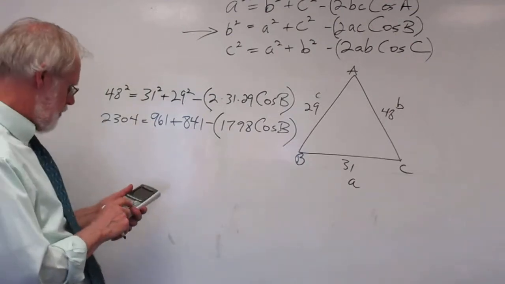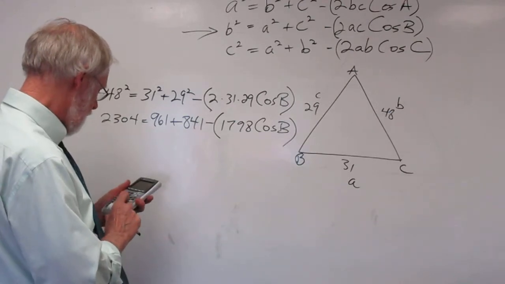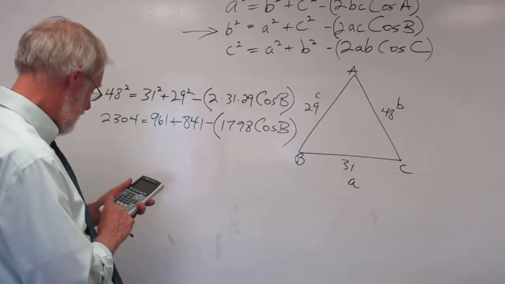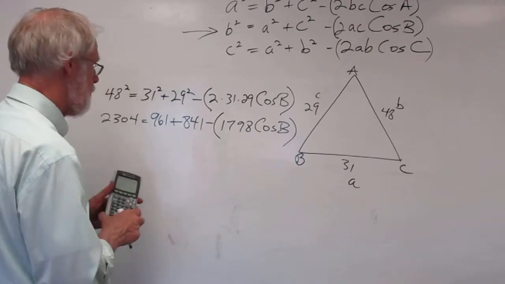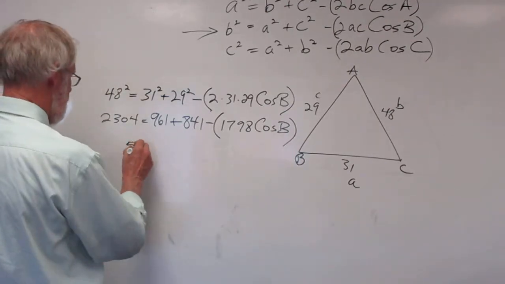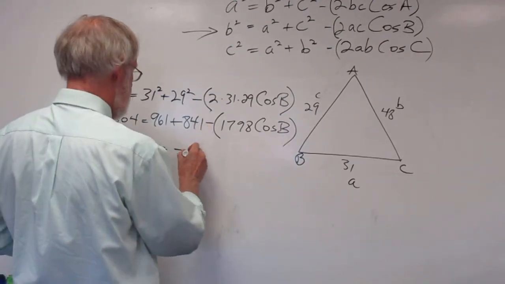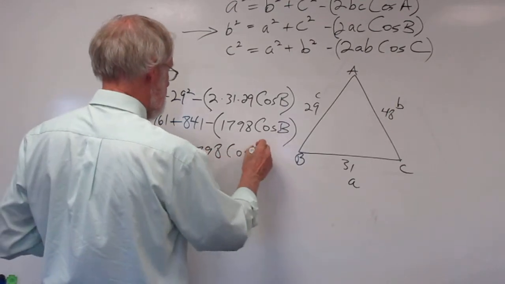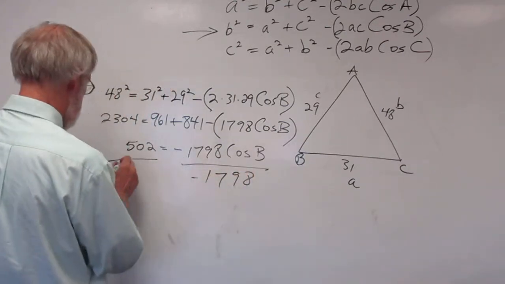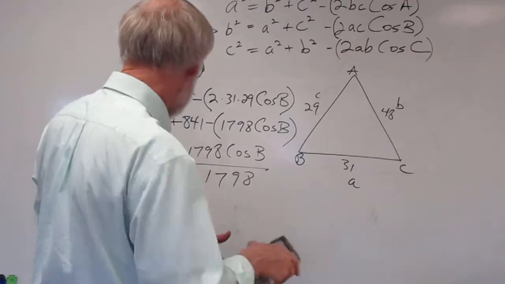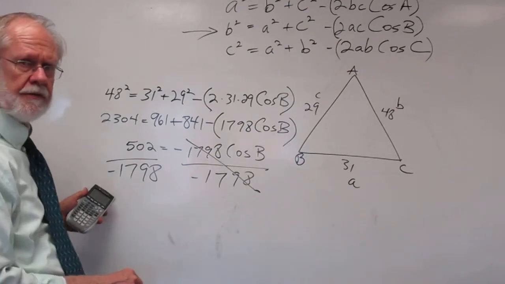I'm going to take the 2304 and subtract out this and this. So I get 2304 minus 961 minus 841 equals 502. All right, so 502 equals, now this negative sign didn't go away, so it's negative 1798 cosine B. Now, I divide by negative 1798, negative 1798. Okay, those cancel. Now I'm left with cosine B equals 502 over negative 1798.